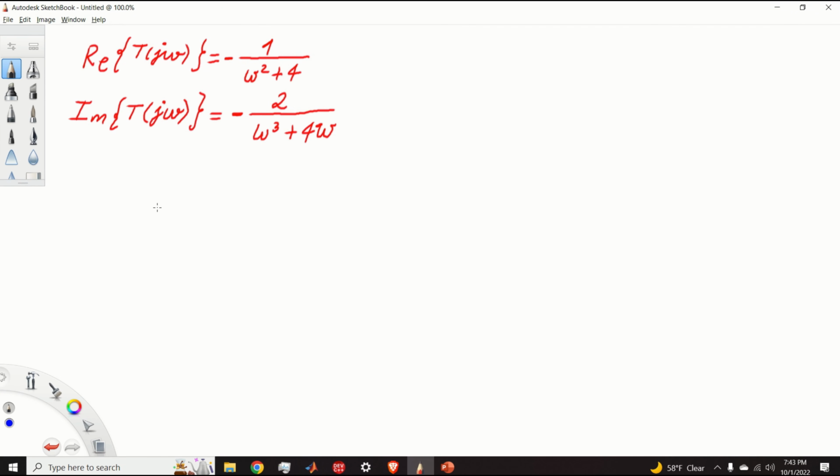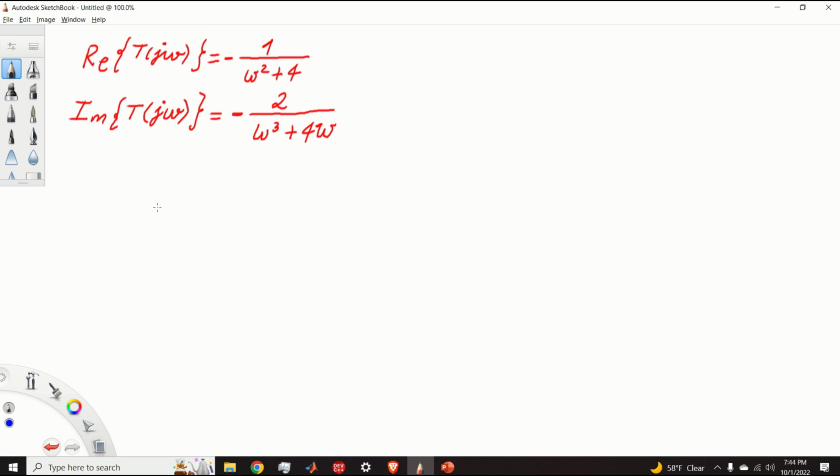Now that we have computed the real and imaginary parts of our T of j omega, we are ready to sketch the Nyquist plot. I will use a relatively simple and intuitive way of sketching the Nyquist plot. Of course, if you have a better way after practicing these problems, you can also use another way. However, I'm trying to stick to the method that I used as an undergraduate student.